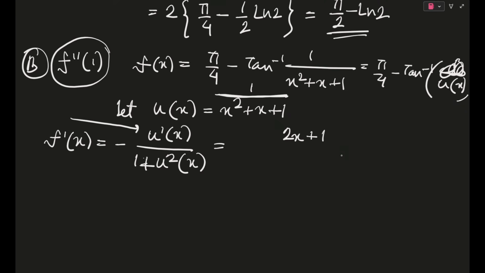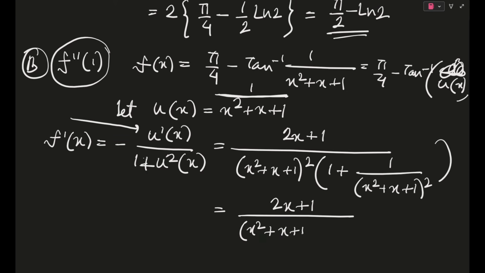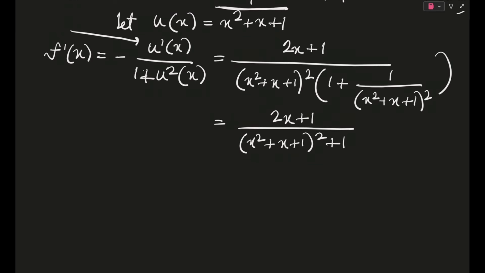Okay, so if we evaluate this, this will be 2x plus 1 whole divided by x square plus x plus 1 whole square. This can be differentiated using quotient form. I am directly writing it, because I have calculated it. So this will be 1 plus 1 by x square plus x plus 1 whole square. And that's why I said you won't have much calculation. You can see a lot of cancellation is going to happen. So if you evaluate, this will come out to be 2x plus 1 whole divided by x square plus x plus 1 whole square plus 1. Okay, this is your f dash x, but we are not still done.